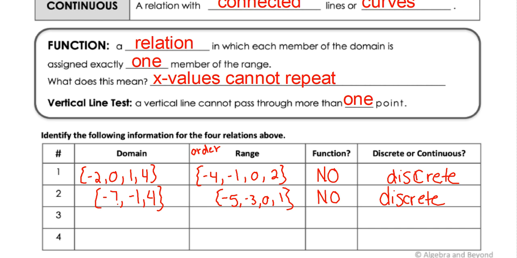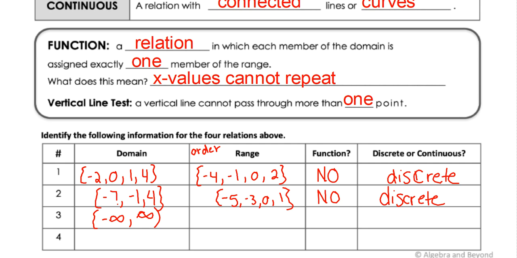All right, the graph on number 3. So this one gets a little interesting. Since it's not individual points, we can see that it's that U shape going out forever. So the domain on this one is actually -∞ to +∞ because it goes on forever.